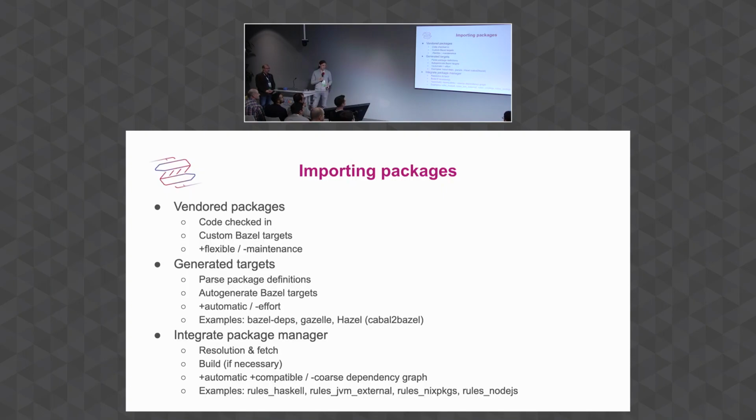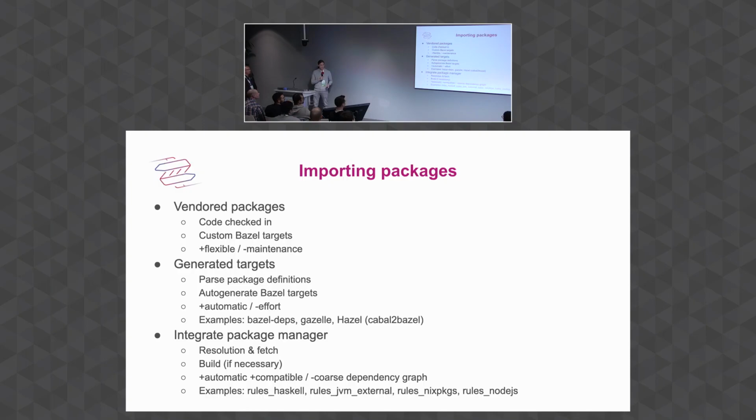Another way is to automatically generate Bazel targets. So you have some way of parsing the package definitions of your external dependencies, and then you automatically generate Bazel targets for those for the rule set for your language of choice. And this is automatic, so it has a lower maintenance burden on updates and such, but it can be a lot of effort to implement the tool that does this automatic generation, depending on how complex package definitions in your language are.